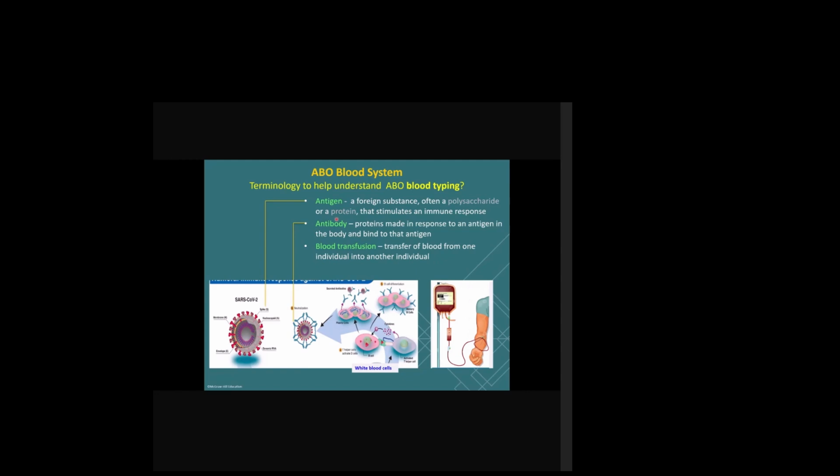An antigen is a foreign substance that is protein or a polysaccharide in nature that would stimulate somebody's immune system to respond. In response to that antigen, which is foreign to somebody's immune system, their immune system will develop proteins known as antibodies to fight off that antigen. So if you take COVID, for example, we said COVID had on its surface spike proteins.